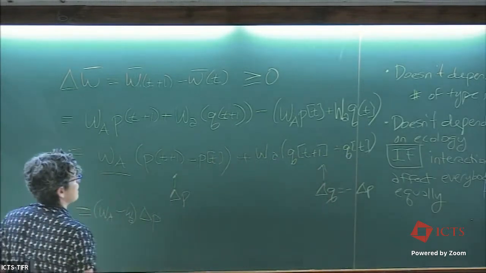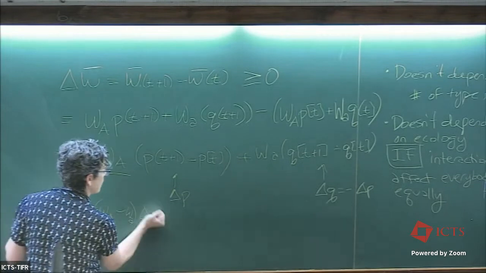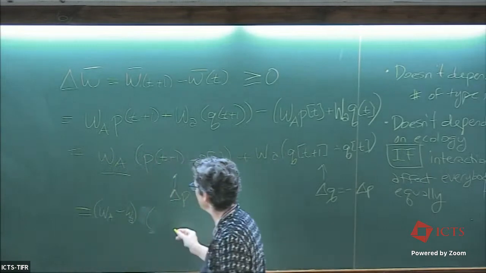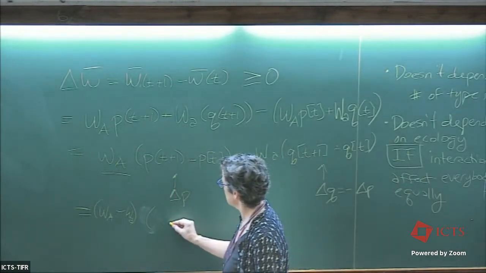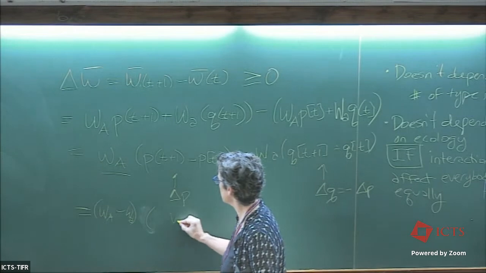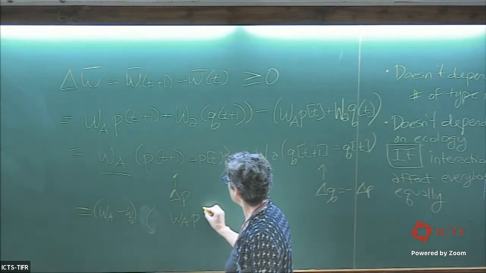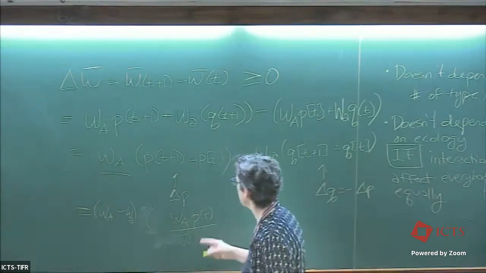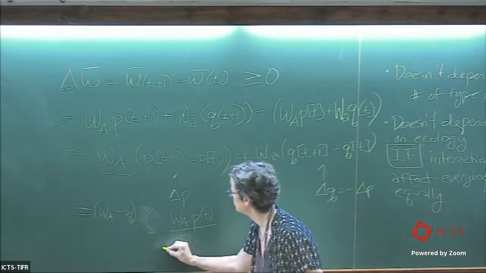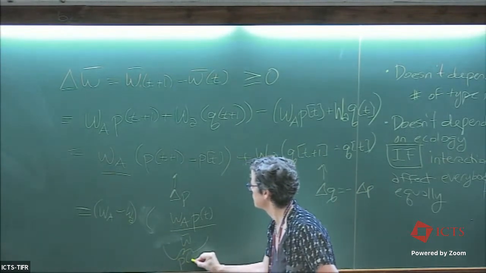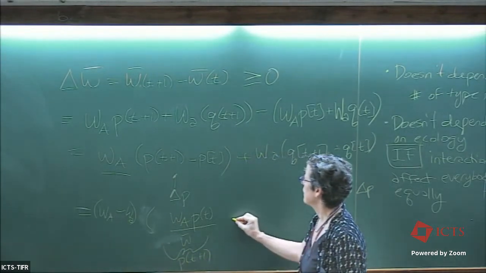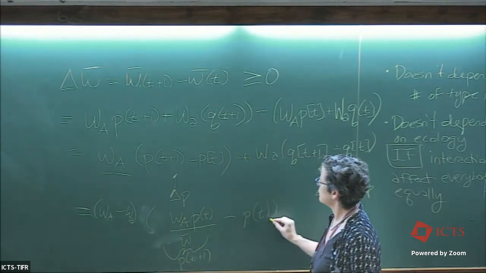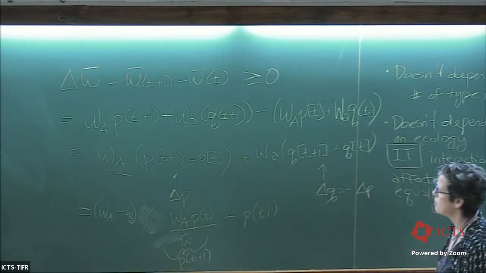I need this delta P. And so what is that delta P? Well, I'm going to go back now and replace delta P with P(t+1), which is W big A P(t) over, I'm just going to call it mean fitness for now, but so that's P(t+1). And then I have minus P(t). So this whole parentheses is the delta P written back out.